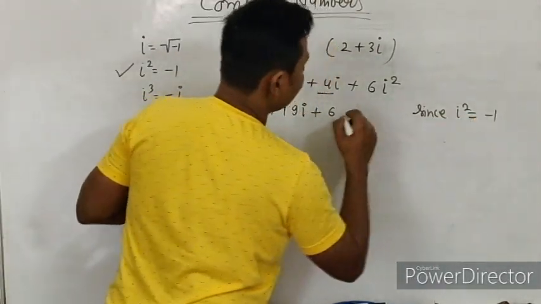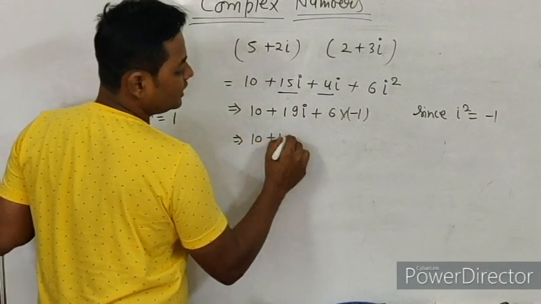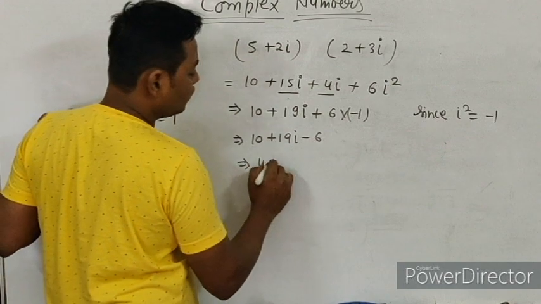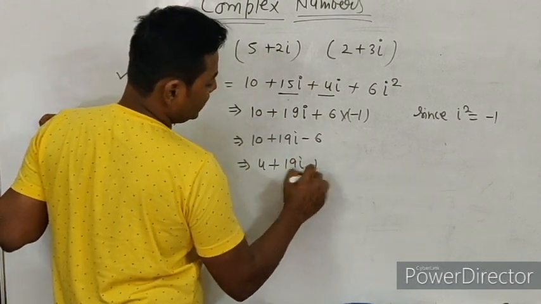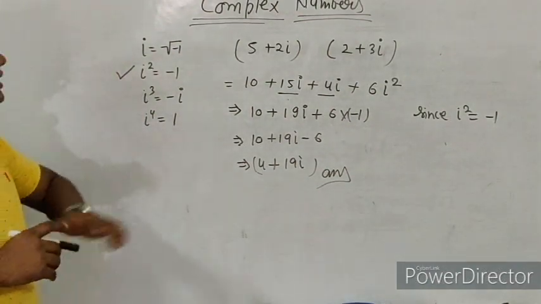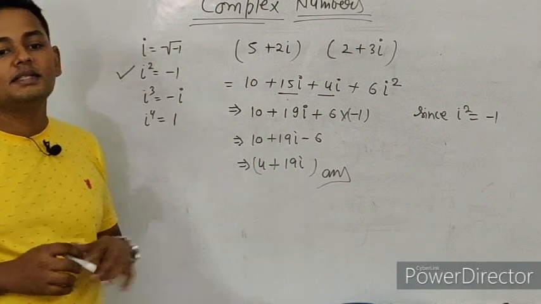So put minus 1 here. So 10 plus 19 iota minus 6 becomes 4 plus 19 iota. This is your answer. Clear? So this is the addition, subtraction, and multiplication property of complex numbers.